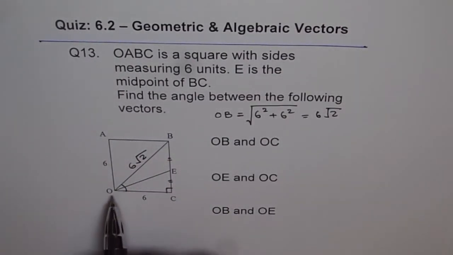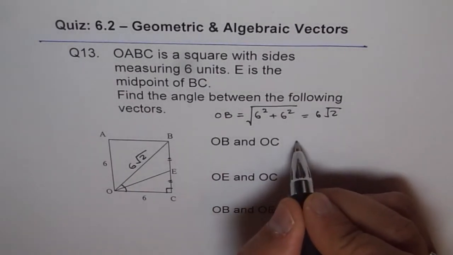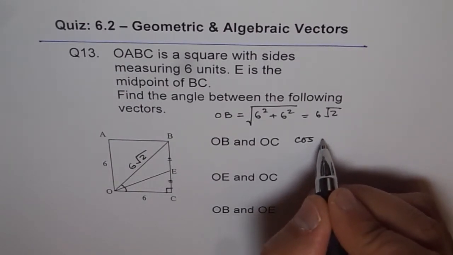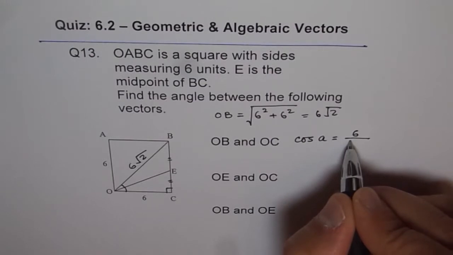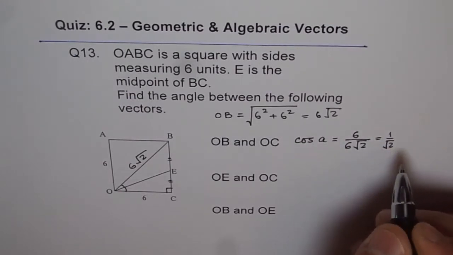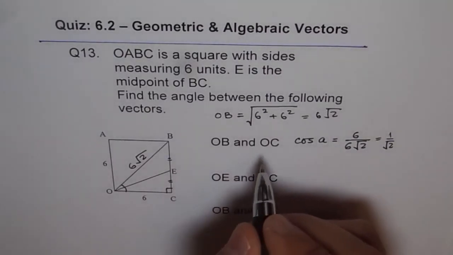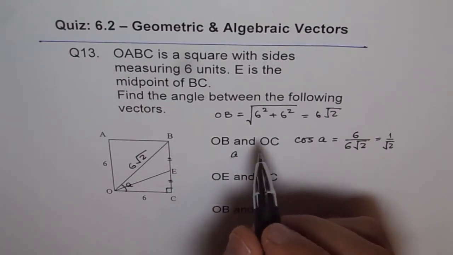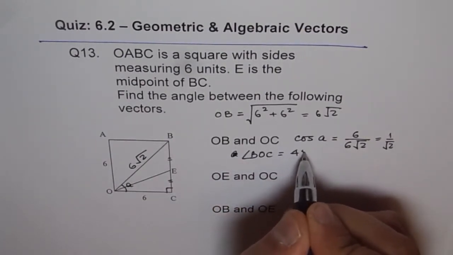Now to find the angle, we know the adjacent side and the hypotenuse, and therefore we can use cosine, right? So the angle could be found by cosine of, let's call this angle A. So cos of A is equal to 6 over 6 square root 2, right? So 6 over 6 square root 2 gives us 1 over square root 2, and we know angle A should be 45 degrees from our standard triangles, or we can use a calculator and find the value. So let me write the angle BOC. So angle BOC is equal to 45 degrees.